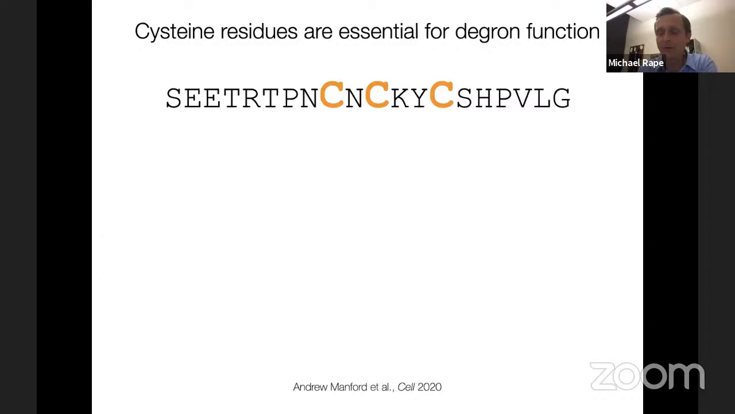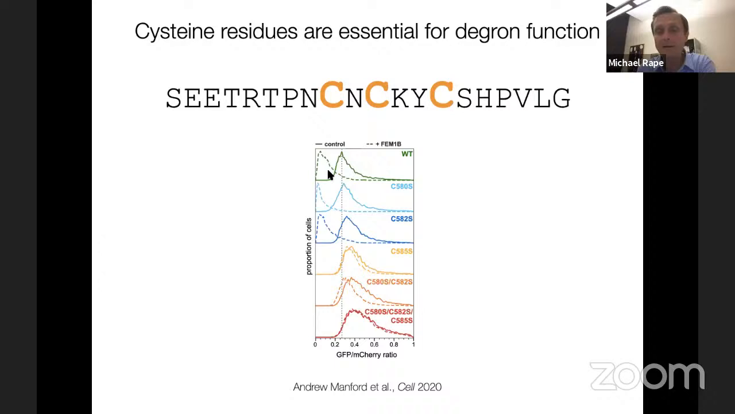In the top curve here, we see the normal degron and how it's degraded in this FACS assay. Then we induce the E3 ligase, we see the shift to the left. In the bottom curve, we mutate these three cysteine residues. We get first a shift to the right, which is practically the same as what we had seen in the delta FEM1B mutant, but now induction of the E3 ligase FEM1B doesn't cause any degradation anymore. So these three cysteine residues are essential in the cell.